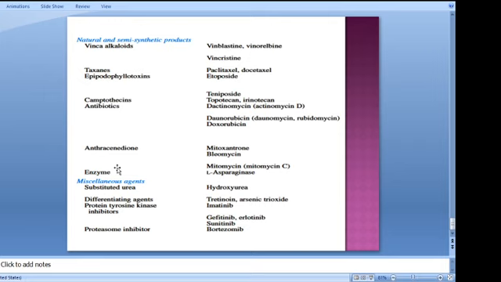So today we have discussed what a neoplastic agent is, its classification, and its chemistry. In the next class, we will discuss the medicinal chemistry of these drugs which are classified under antineoplastic agents.